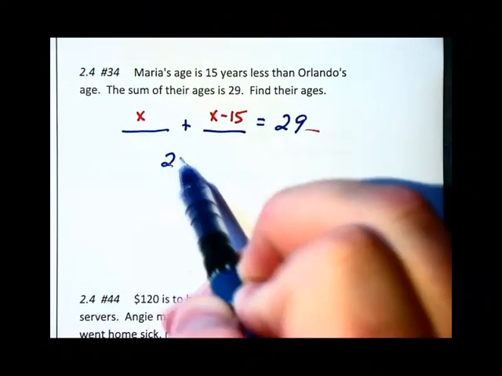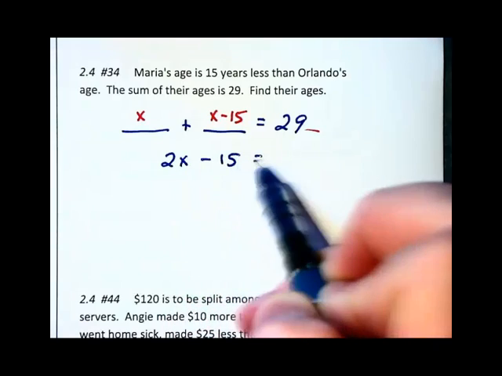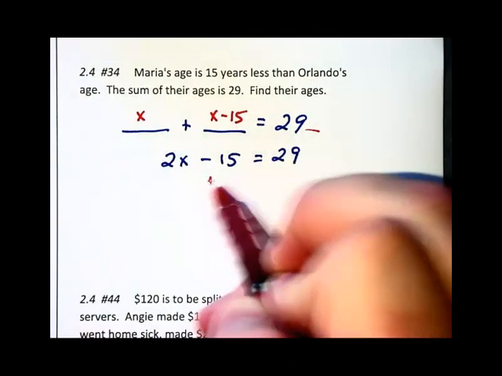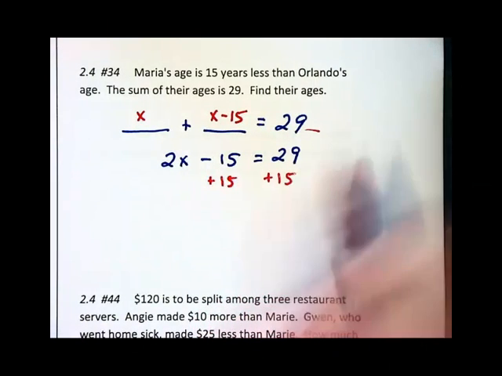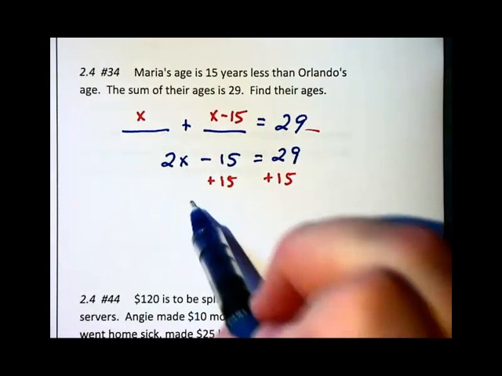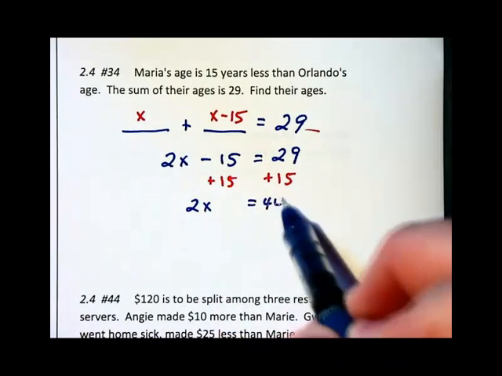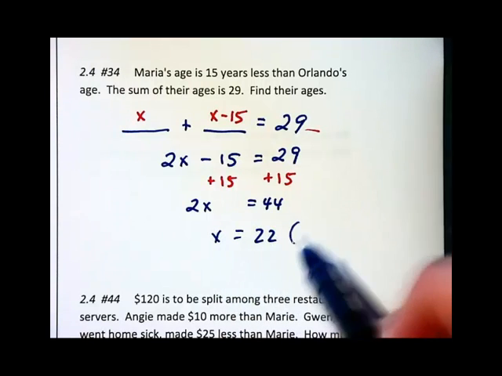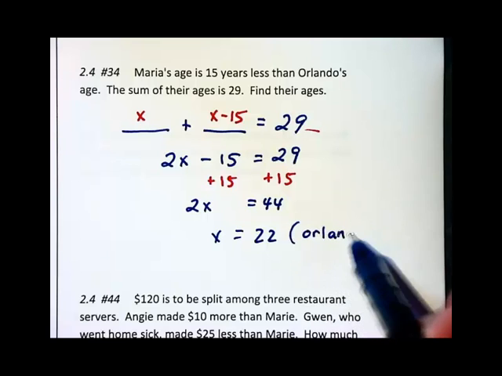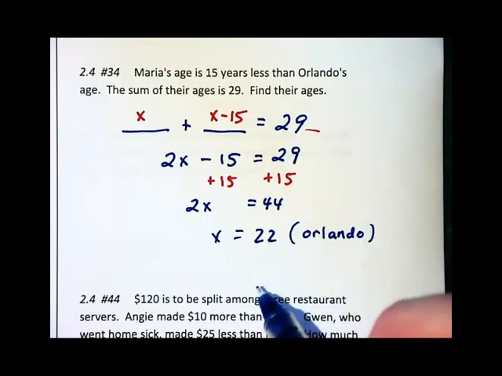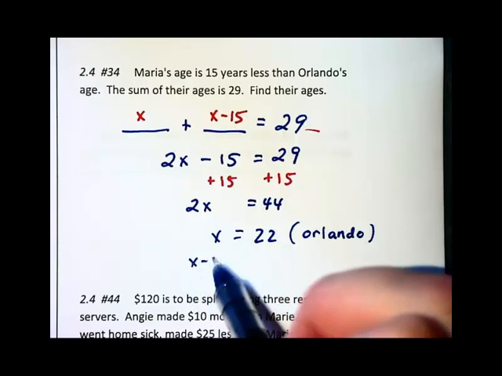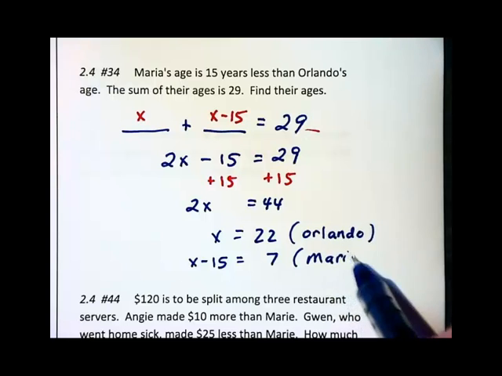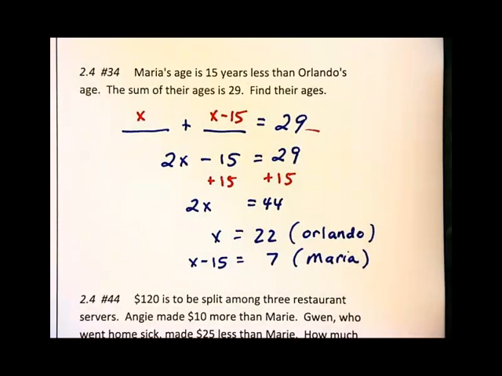Combine like terms, we have 2x minus 15 equals the 29. We would then add 15 to each side of the equation. And we have 2x now is equal to 44. And so dividing by 2, we get x is equal to 22. That would be Orlando's age. And then 15 years younger, that would be x minus 15. That would be 7. That would be Maria's age. Notice they add together to be 29.